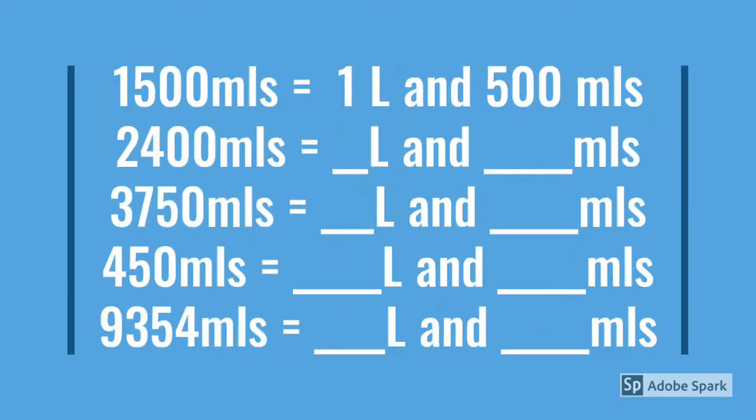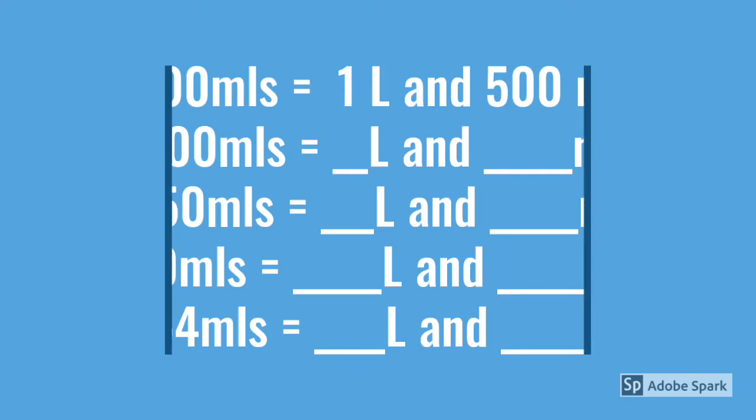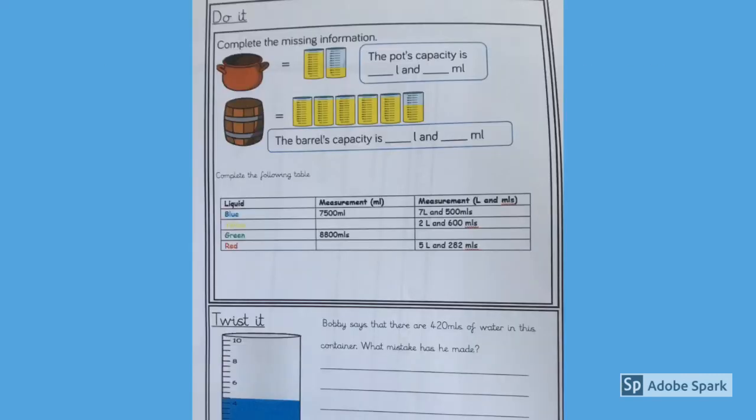Have a go at converting these millilitres into litres and millilitres. So have a look at the sheets that accompany this video and they follow the same do it, twist it, solve it challenges as usual. On the do it, remember to read the intervals carefully on the containers and remember that there are 1000 millilitres in a litre when you're converting between millilitres and litres and millilitres.